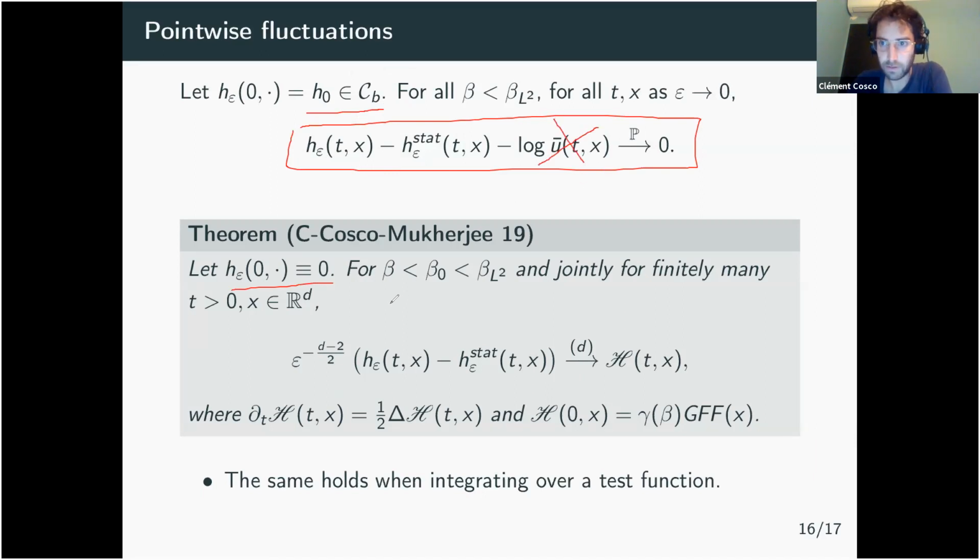And what we've shown is that the fluctuations, if you take this object here and you look at the correct rescaling level, then this converges to a Gaussian process H, which follows the deterministic heat equation, but started with a random Gaussian free field initial condition. And so this holds really at the pointwise level. You don't need to integrate, but it also works if you integrate over a test function here.